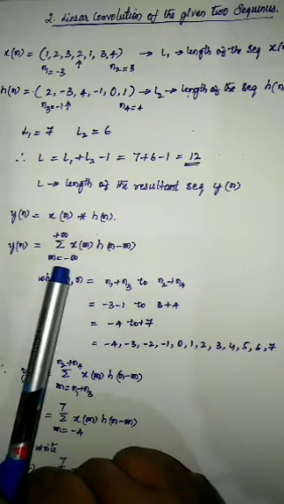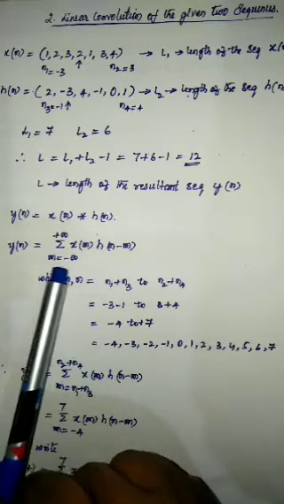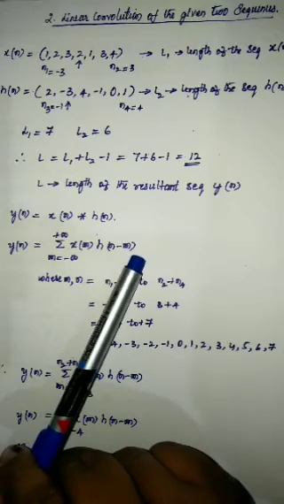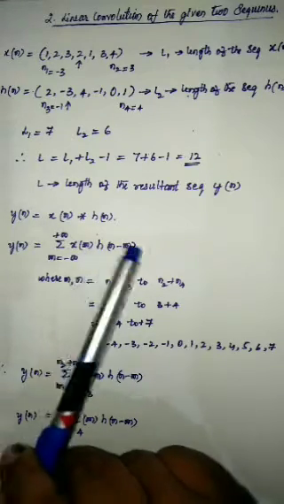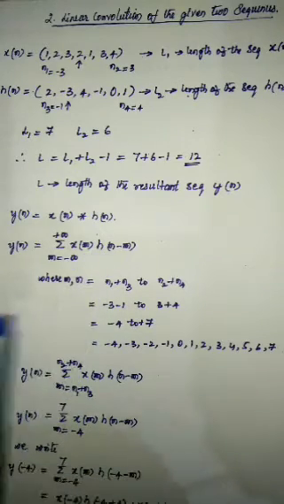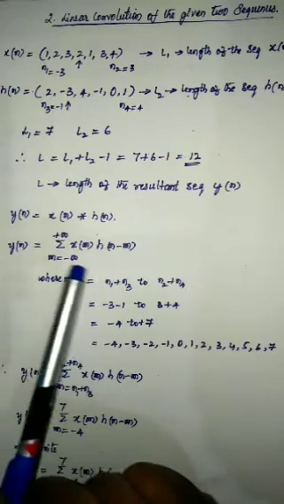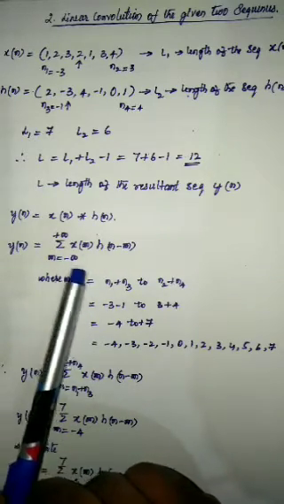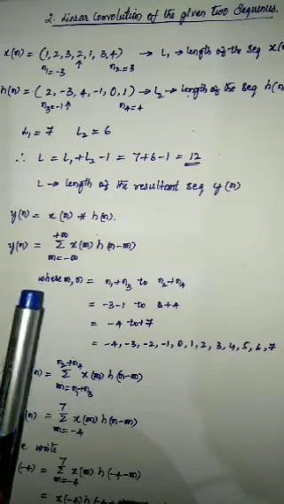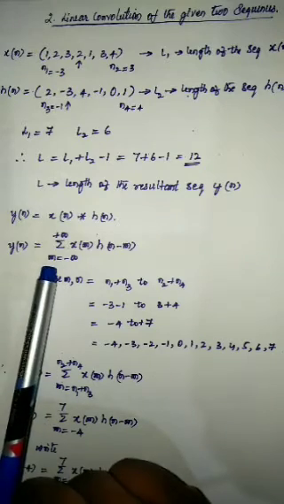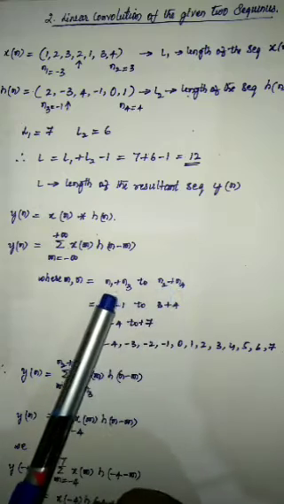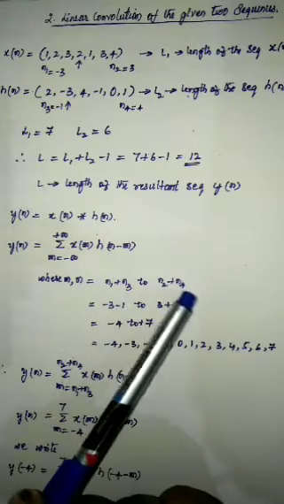And y of n is equal to, the formula of linear convolution is the summation, m varying from -infinity to +infinity, of x of m into h of n minus m. Here the variable is m and n appears first. Don't get confused. We have simplified this convolution formula for the given sequences, and finally arrived at the conclusion that m and n will vary maximum between this range, that is n1 plus n3 to n2 plus n4.